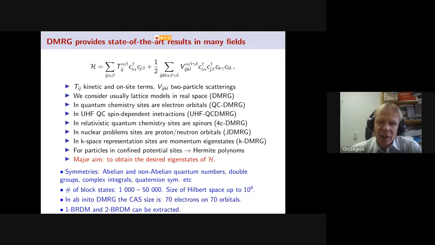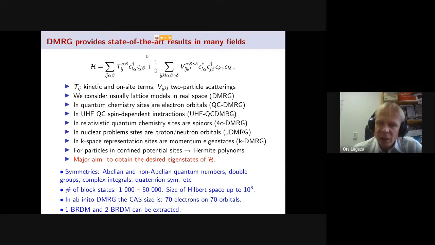So the key idea is that we have a Hamiltonian which has the one particle interactions and then the two particle interactions. So this is in second quantized form. And of course, this is possible to extend for higher order terms as well. Now, DMRG provides state-of-the-art results in many fields just based on this Hamiltonian.